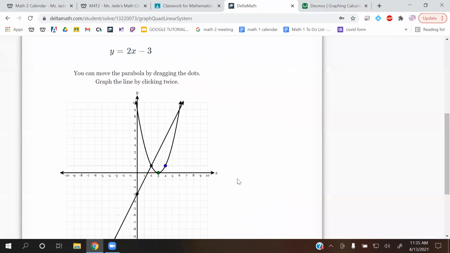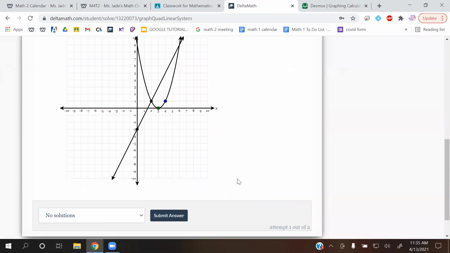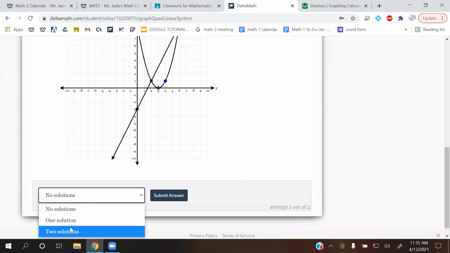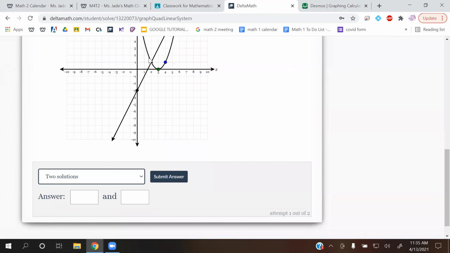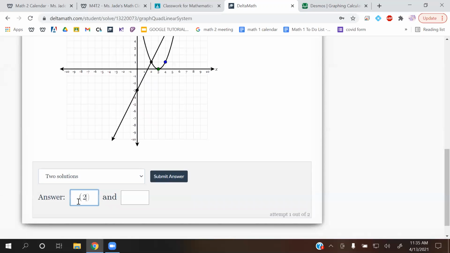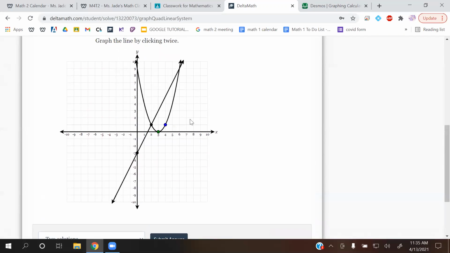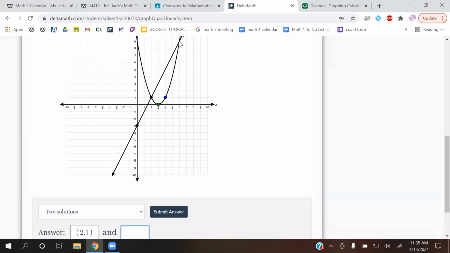Cool, so here's my graph, my 2 graphs, and then let's count the intersection points. Here's 1, here's another, that's a total of 2 solutions. So therefore, let me first label this one. This point is 2, 1, and that is our first intersection is 2, 1. Our second intersection point, I have to scroll up. Let me see if I can show both. Okay, I can. Here's our second intersection point, and that looks like 6, 9. That would be our second intersection point.